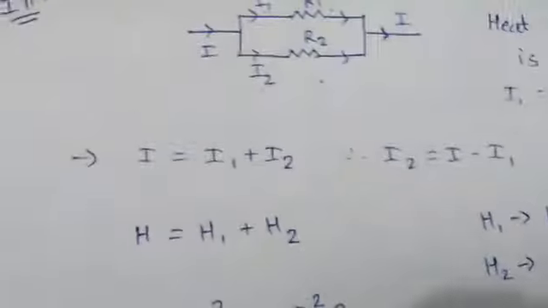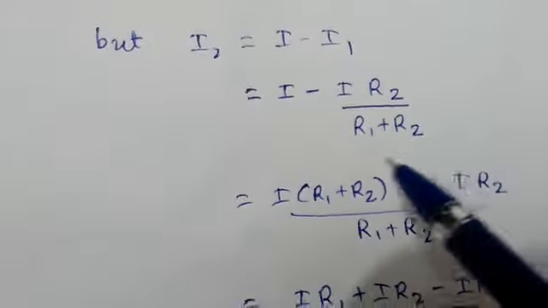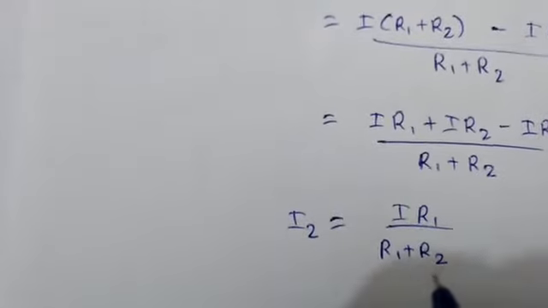But we also have to evaluate the value of I2. For that we can say that I2 is equal to I minus I1. So I1 has a value of I r2 upon r1 plus r2, and if we simplify that equation, we are going to get I2 is equal to I r1 upon r1 plus r2.